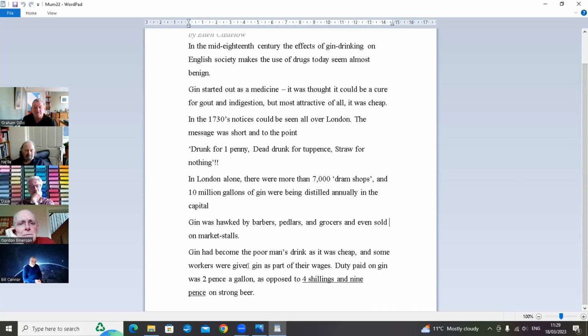It was cheap, and some were given gin as part of their wages. Duty paid on gin was twopence a gallon as opposed to 4 shillings and 9p on, I don't know what, beer or something. It's strong beer, yeah. So you can see why nowadays gin, of course, is quite a posh drink, isn't it? But in those days it was the, so that's where the term mother's ruin comes from.